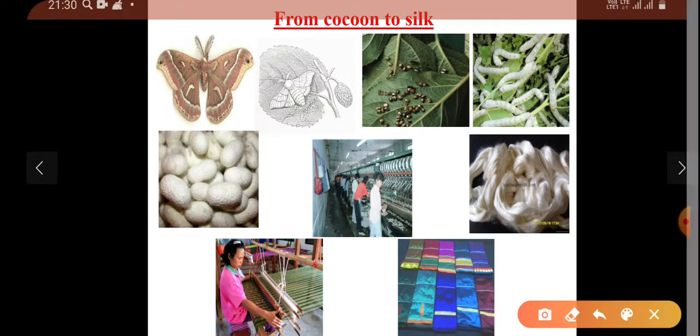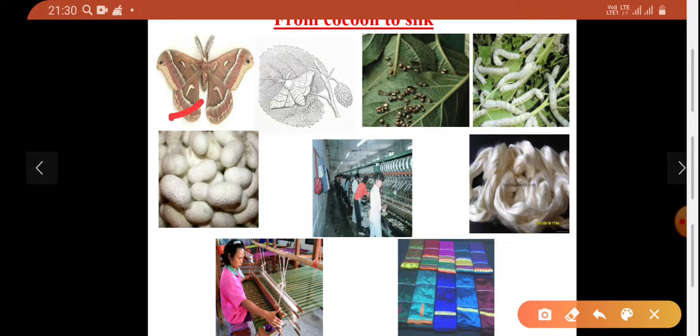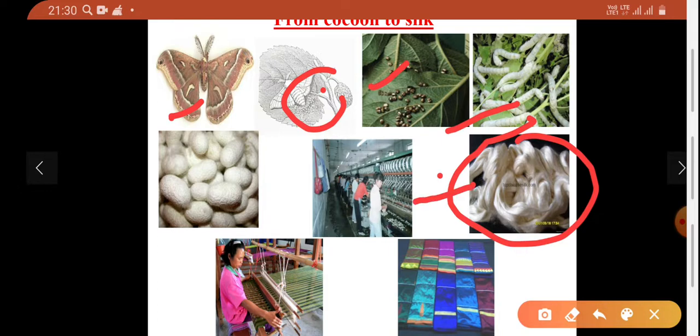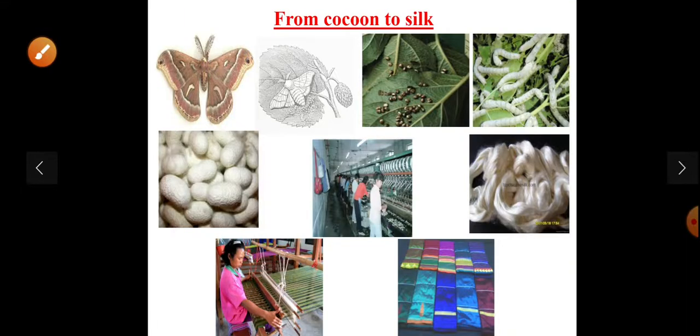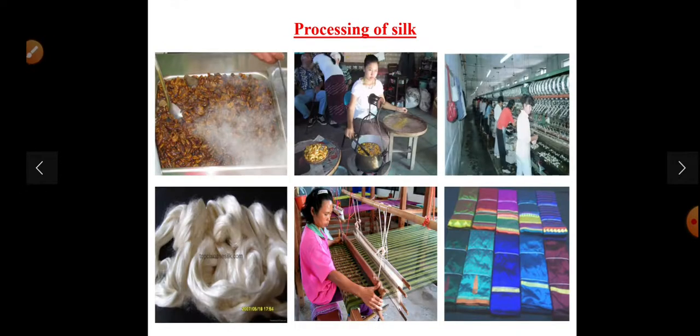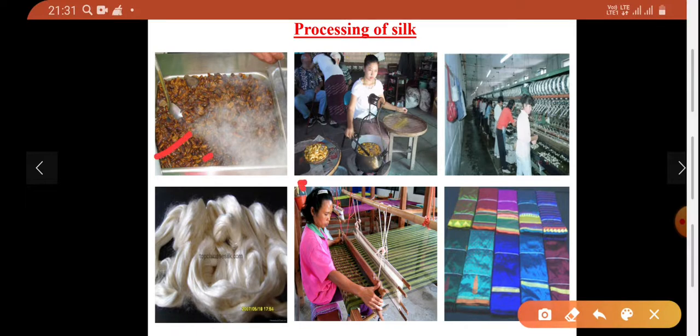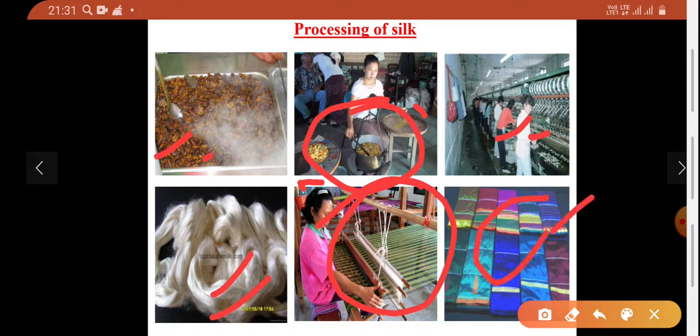Now you can see in this diagram the female silk moth that lays eggs on mulberry leaves, and this cocoon, and from the cocoon a thread-like structure is drawn. This is a silk factory, and now you can see finally that cloth is prepared. Now, processing of silk: the cocoons are boiled and the fiber is separated. The thread-like structure is obtained, and here the thread is. Now in the machine they are making yarn, and this is finally the resulting cloth.